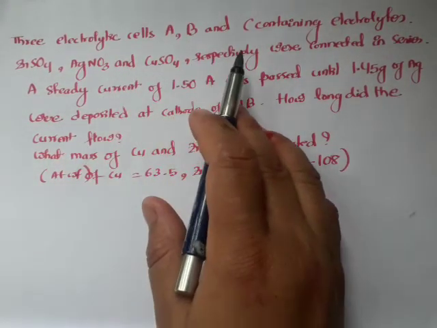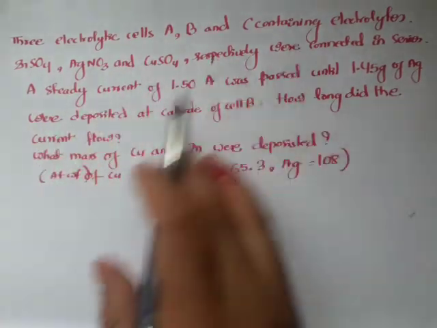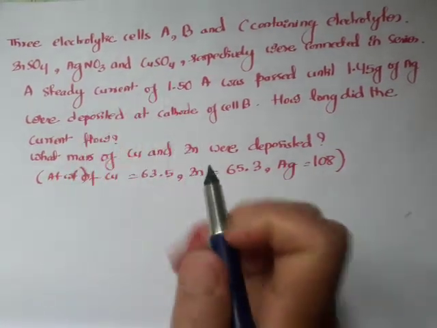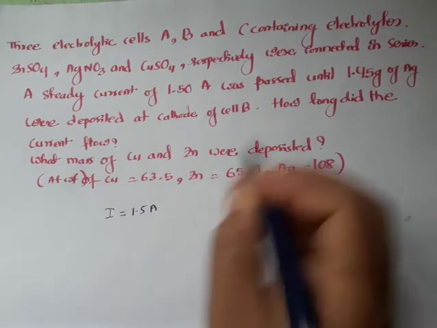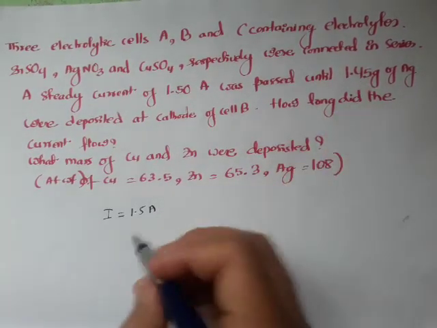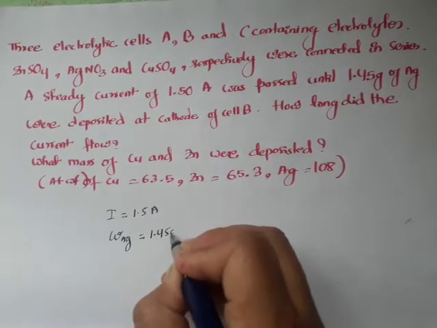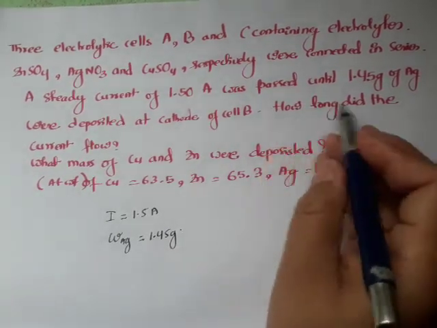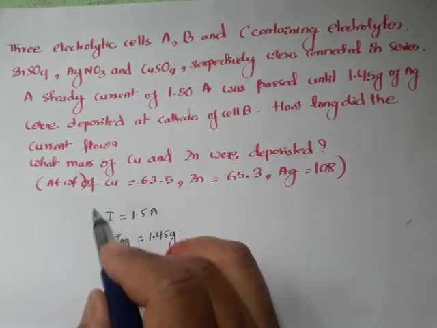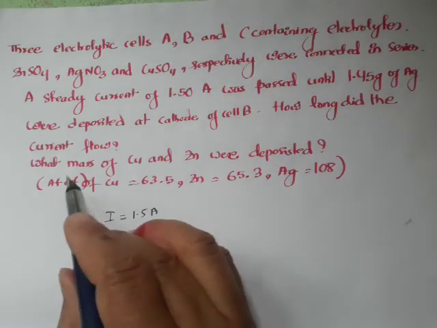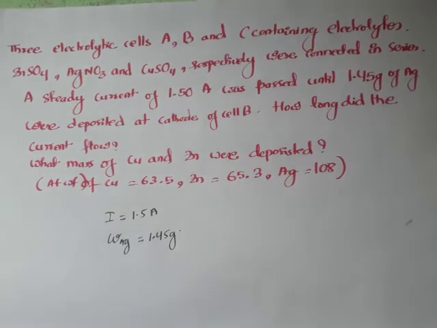Now let us try to do this numerical. Three solutions A, B, C, containing zinc sulfate, silver nitrate and copper sulfate respectively, are connected in series. A current of 1.5 ampere was passed through until the mass of Ag deposited was 1.45 gram. You need to calculate how long the current flowed, that is t, and the mass of copper and zinc deposited on each electrode.